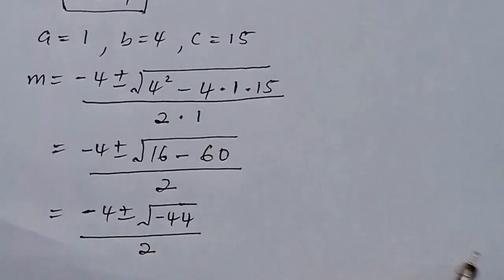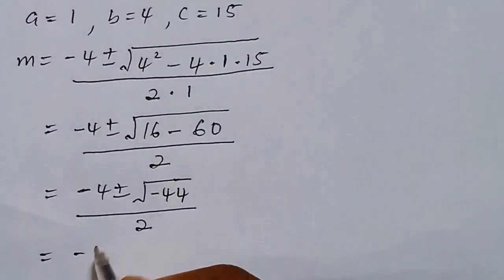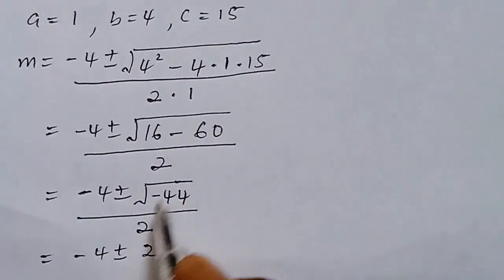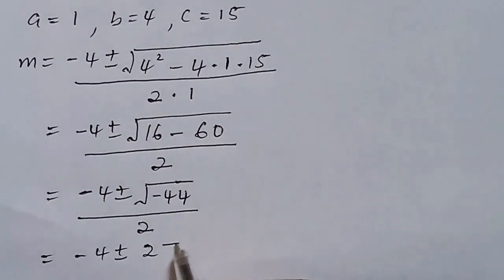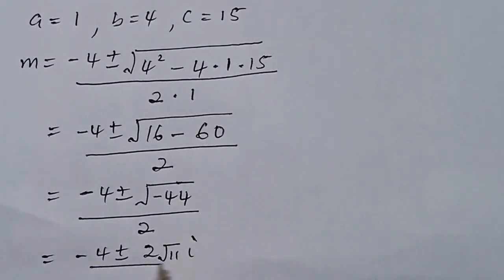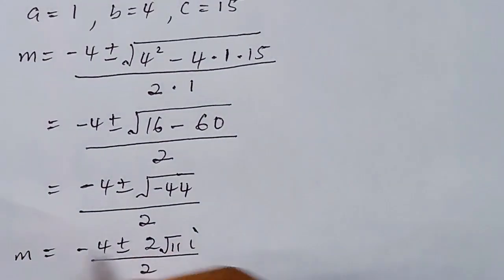So this can then be expressed as minus 4 plus or minus square root of... So we simplify this square root, we have 2, then square root of 11 i over 2. And that is equal to M.